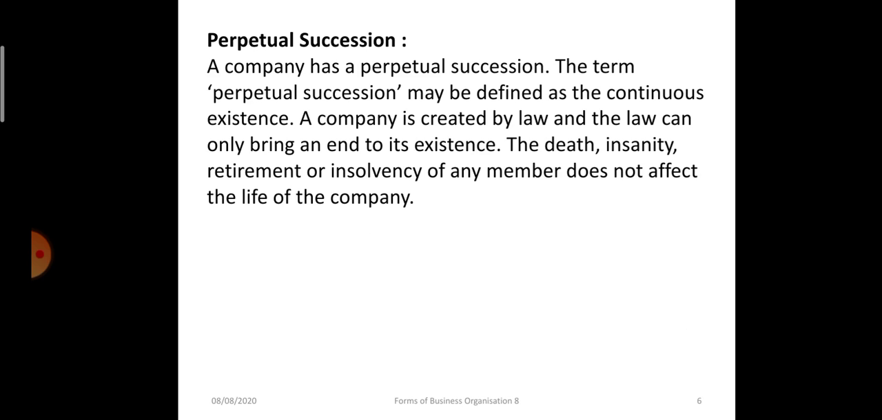So a company has perpetual succession, meaning continuous succession. A company is created by law and can only be brought to an end by law. A proper legal procedure has to be followed to close the company. The death, insanity or retirement of its members does not affect the life of the company.